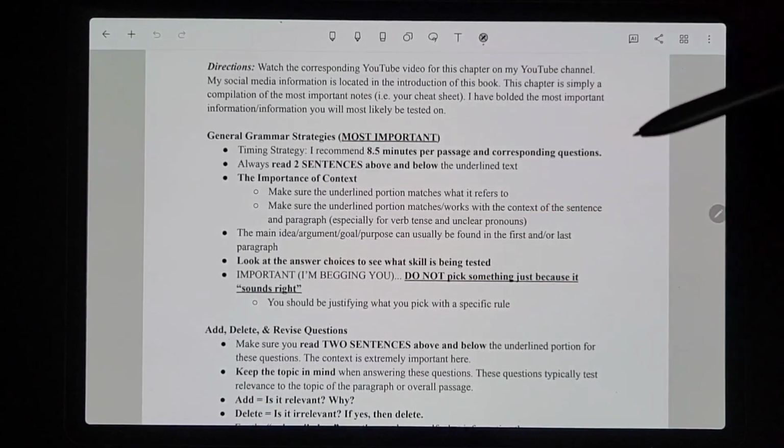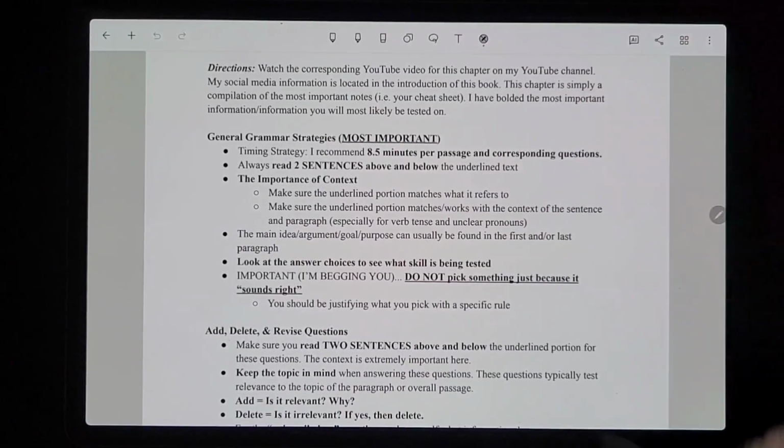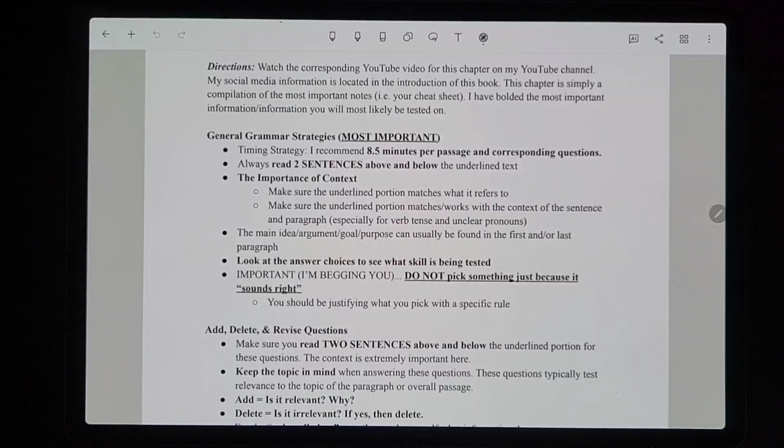And then the importance of context. Remember, almost every single grammar rule in this book boils down to context and what they are talking about, like subject-verb agreement. We talked about pronoun agreement; all types of agreement have to do with context. Whether you add or delete something has to do with the context, whether it's related to the topic or completely irrelevant. There are so many rules that have to do with context.